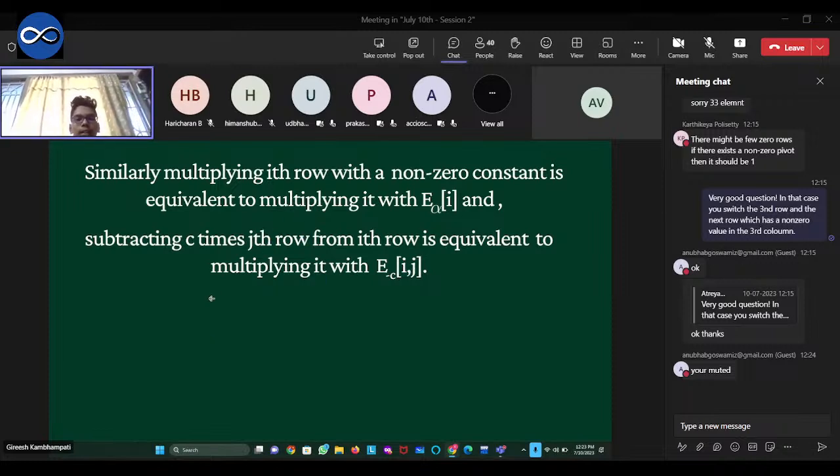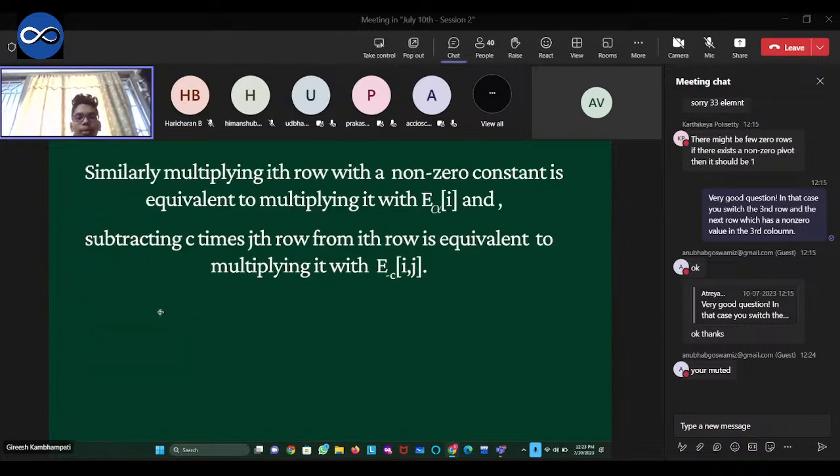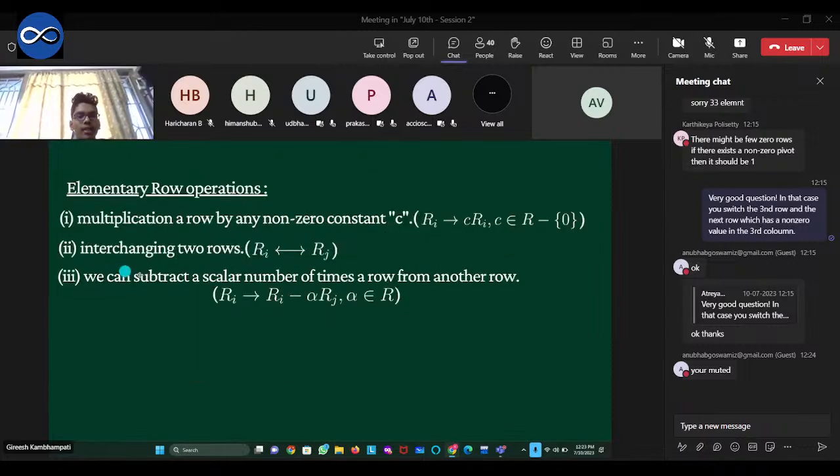Similarly, all row operations are converted into matrix multiplications. Exchanging two rows of a matrix is multiplying the given matrix with Eij. Multiplying a row of a given matrix with a non-zero constant is multiplying it with E alpha i. By similar proofs, for the third row operation, we can subtract a scalar multiple of the jth row from the ith row. Ri changes to Ri minus alpha Rj.